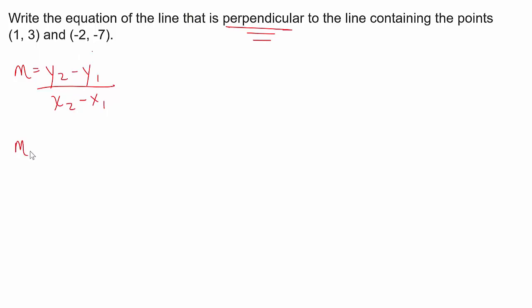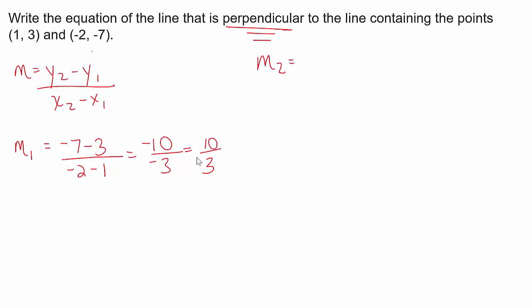Using that formula and the points that we're given, I'll find the slope of this line to be -7 minus 3 over -2 minus 1. That's going to give us -10 over -3, and since both of those are negative, that's going to be a positive 10/3. If we want a perpendicular line, my new slope has to be the flipped fraction, the reciprocal, which is going to be 3 over 10, and since this one was positive, this one must be negative.